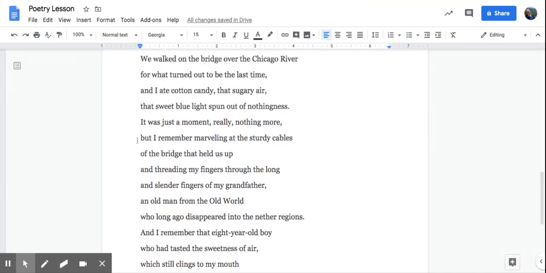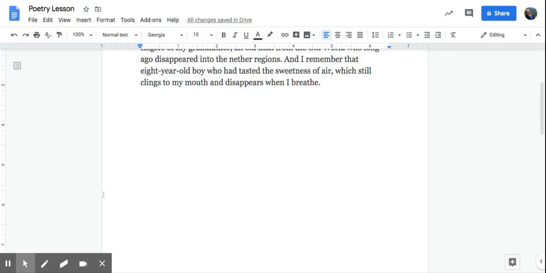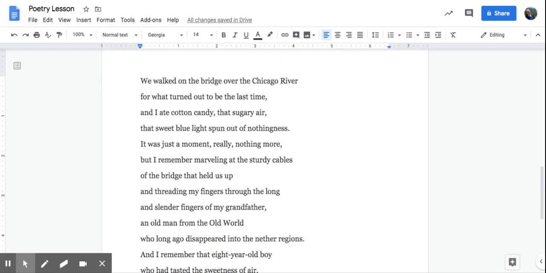So I want you to think about how that was different than you had originally read it in the paragraph form. The cadence of the author's voice, especially at this point where he pauses and says, and I ate the cotton candy, that sugary air. When I read the paragraph version, I did not catch on to the fact that the author really wanted you to pause before the and. And I think that that's a really important point.